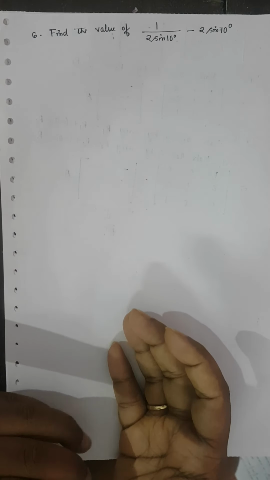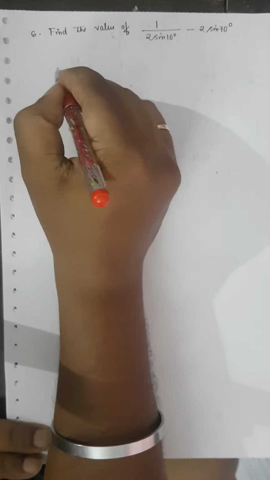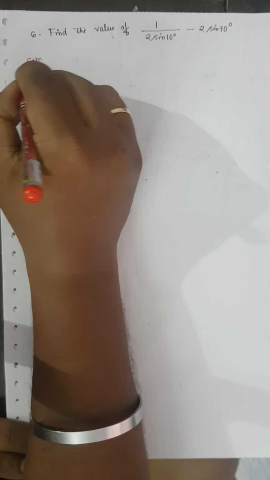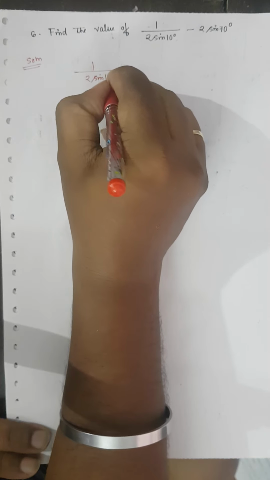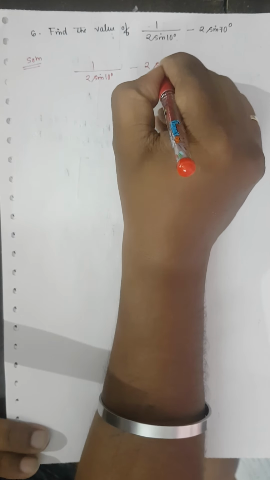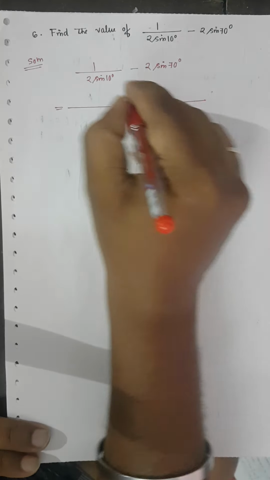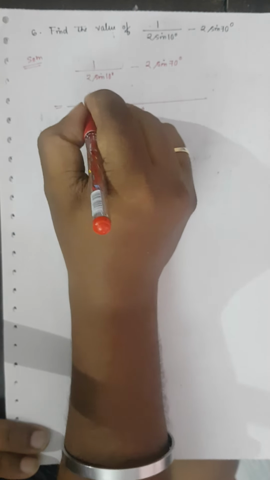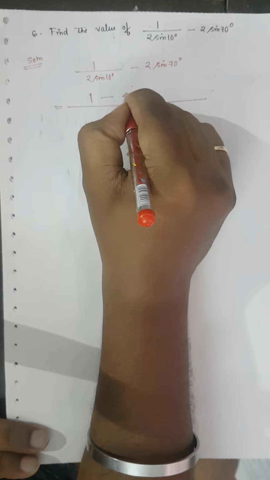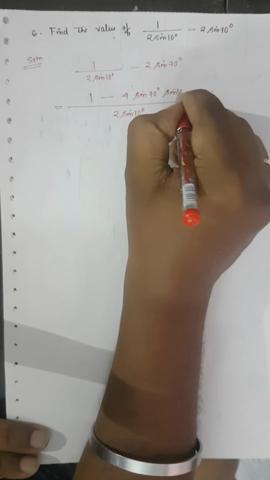Now it is question number 6. Find the value of 1 by 2 sine 10 degree minus 2 sine 70 degree. So let's solve it. This is 1 by 2 sine 10 degree minus 2 sine 70 degree. If I take LCM, I will get 1 by 2 sine 10 degree, 1 minus 2 into 4, it is 4 sine 70 degree into sine 10 degree.